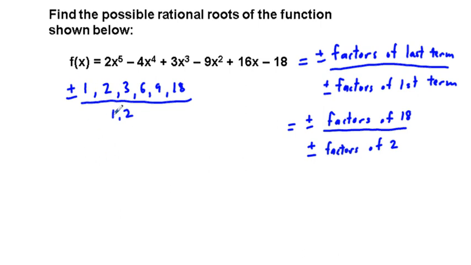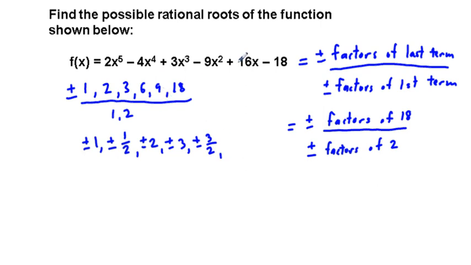So we'll have plus or minus 1 over 1, so we'll just say plus or minus 1, and then we'll take 1 over 2, so plus or minus 1/2. So those are possibilities. Then 2 over 1 is going to be plus or minus 2. And then 2 over 2 is already 1, so we already did that. Then we're going to have plus or minus 3 over 1, so that's plus or minus 3. And then 3 over 2, so plus or minus 3 over 2.